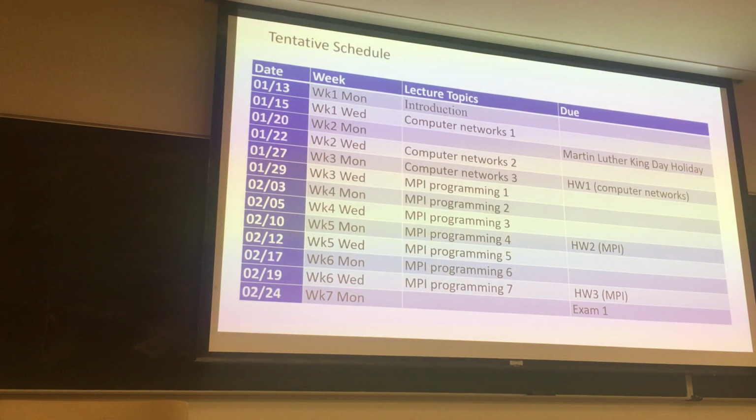And this is a tentative schedule. Today is about an introduction. Then for the next couple of weeks, we will cover computer networks, and we'll have the first homework assignment about computer networks. Then followed by MPI programming. In MPI programming, we'll have 2 homework assignments. Then we'll have our exam 1. So this will cover these 2 topics.